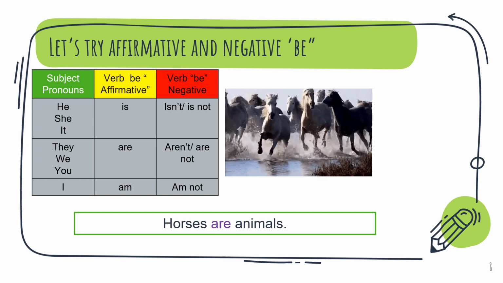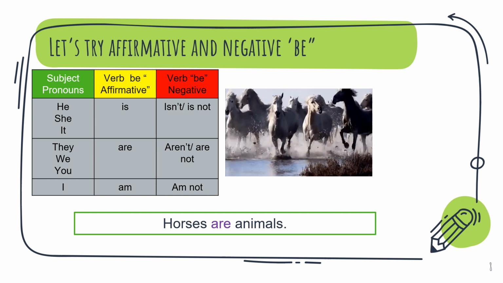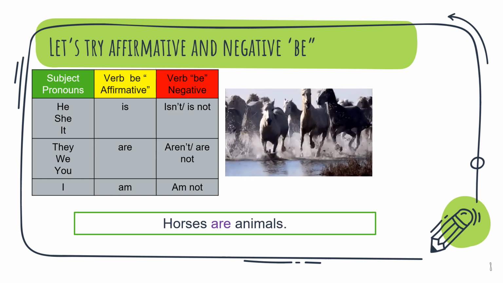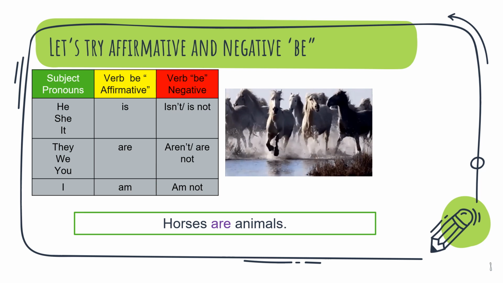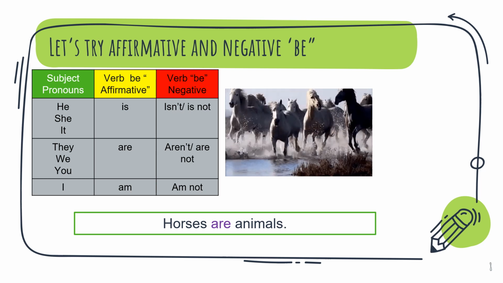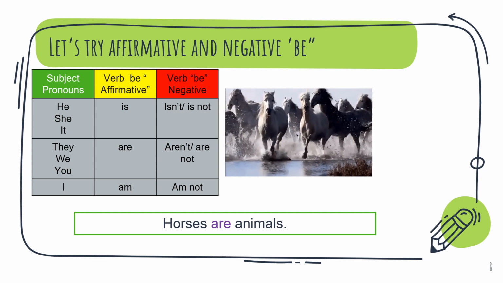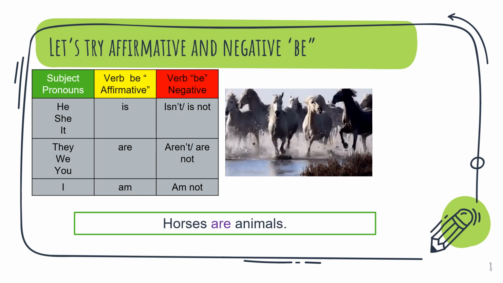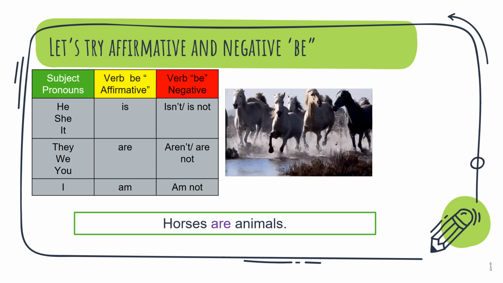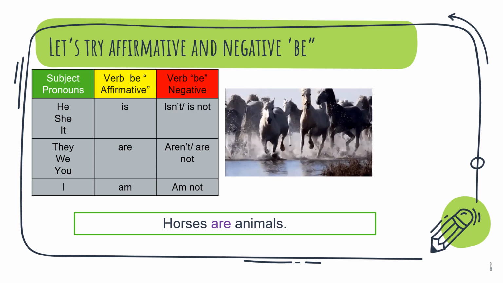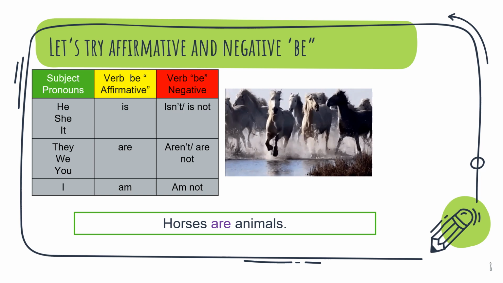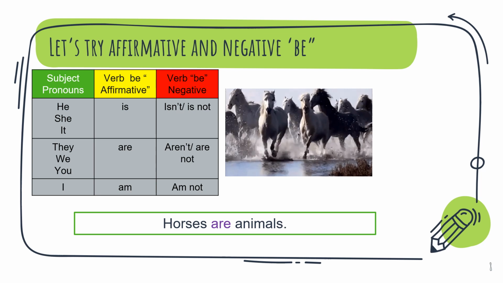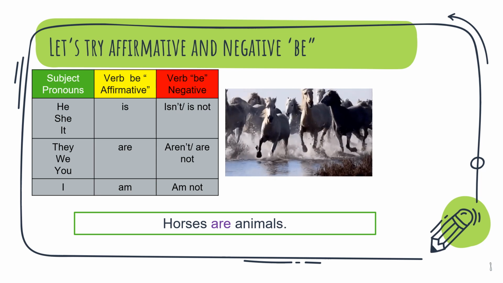Now let's try affirmative and negative forms of be. Let's look at this picture. What can you see from this picture? You can see there are many horses in this picture. Am I right? Look at the sentences. Instead of using it, I can't use it here because horses are in plural form. There are lots of them, so we can't use it.